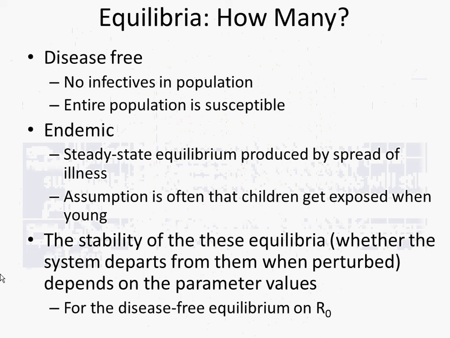One is a disease-free equilibrium, a situation where there are no infectives, everyone is susceptible, or vaccinated. Another one is an endemic equilibrium, a steady state where the infection stays resident in the population. The idea is that children often get exposed when young. They acquire the infection, and it may be protective against reinfection, so they're essentially recovered. And it just stays like this over time.